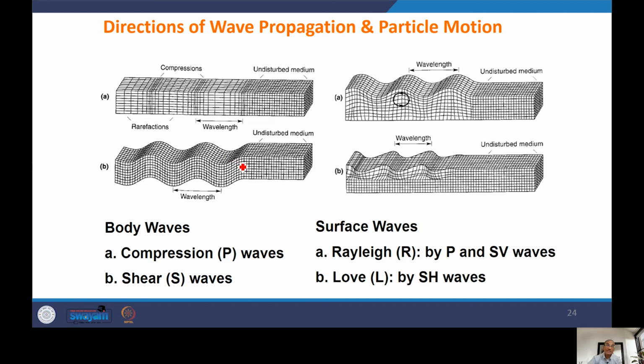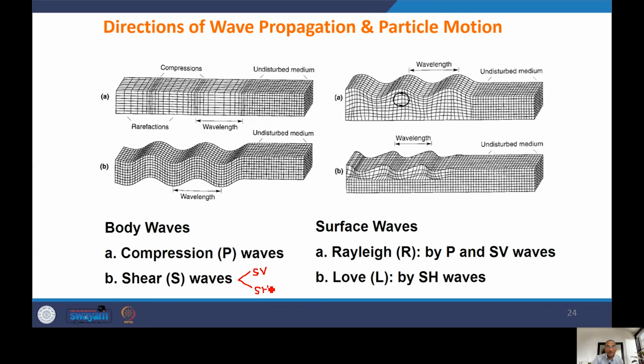While for S wave or shear wave, direction of wave propagation is, let's say, in the horizontal direction, but particle motion is perpendicular to that. And there could be two perpendiculars. One could be in the vertical direction, and another could be in the horizontal direction. So as a result, your S wave has two components. If particle motion is in the vertical direction, then it will be SV. Okay, and another component where particle motion is in the horizontal direction, then you have the horizontal component SH.